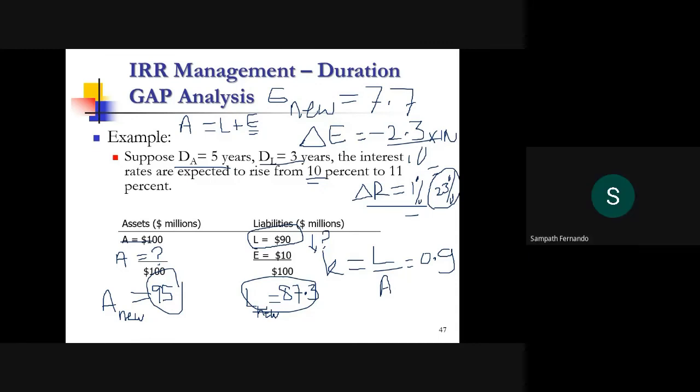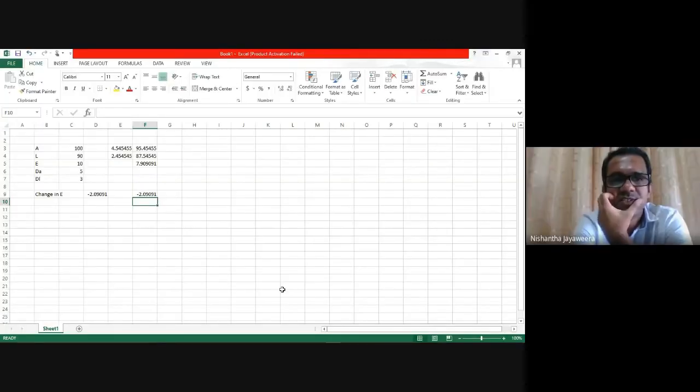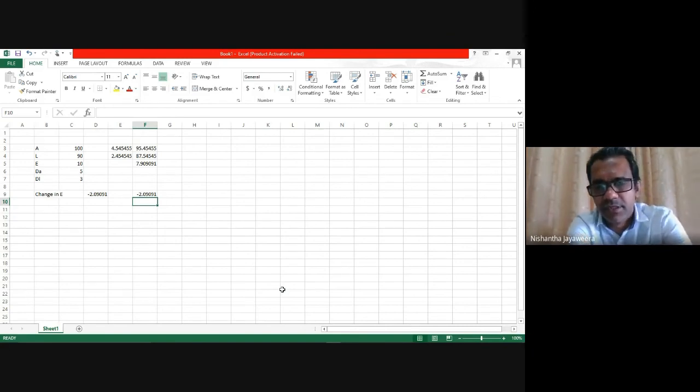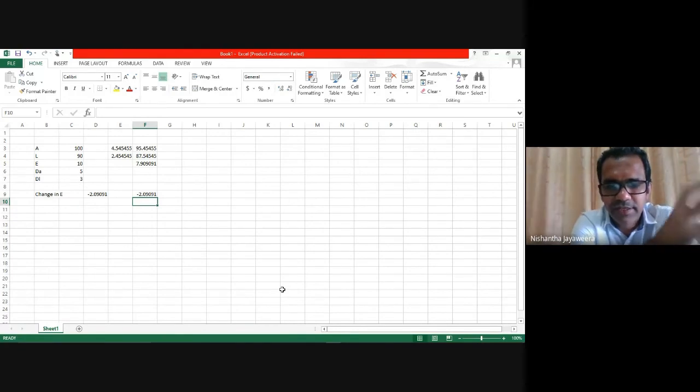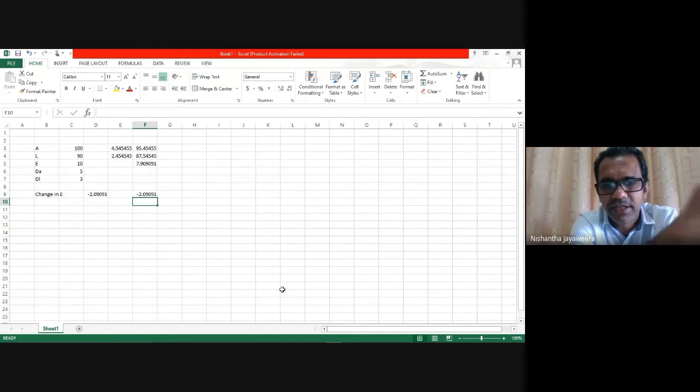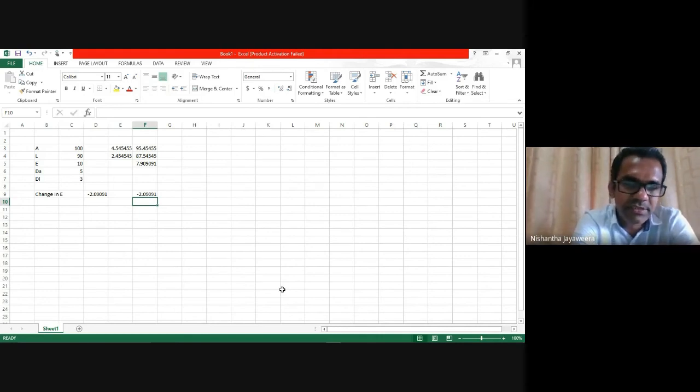So I think, can you go to that Excel again? I think with this now you have a better understanding of what this whole exercise is. Instead of calculating the change in asset value, the change in liability value, then calculating the change in equity value and converting it into a percentage, we can straight away calculate what would be the change in equity.